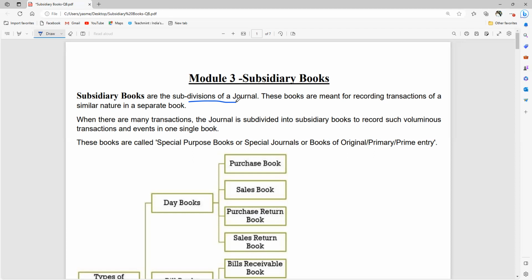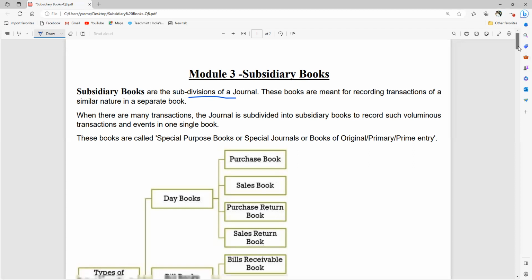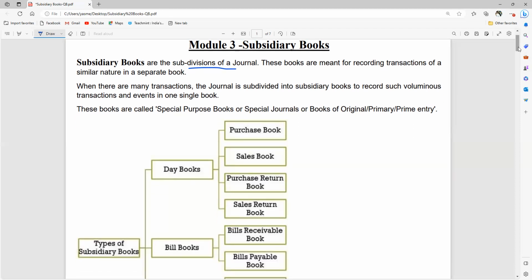Subsidiary books are not ledger books. It is the subdivision of the journal book where we record the journal entries. When there are many transactions, the journal is subdivided into subsidiary books to record such voluminous transactions and events.